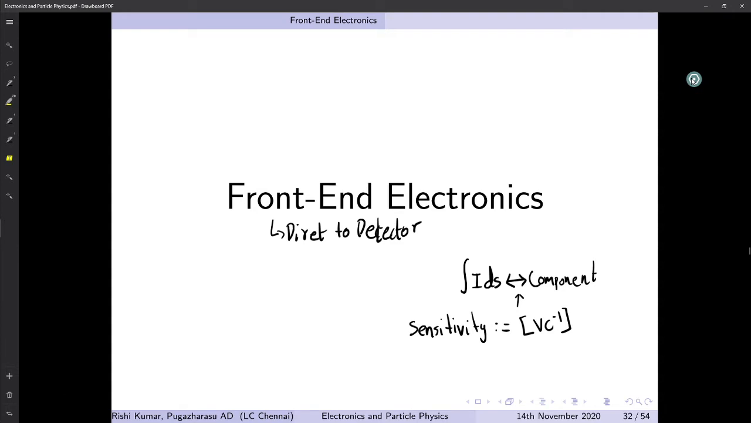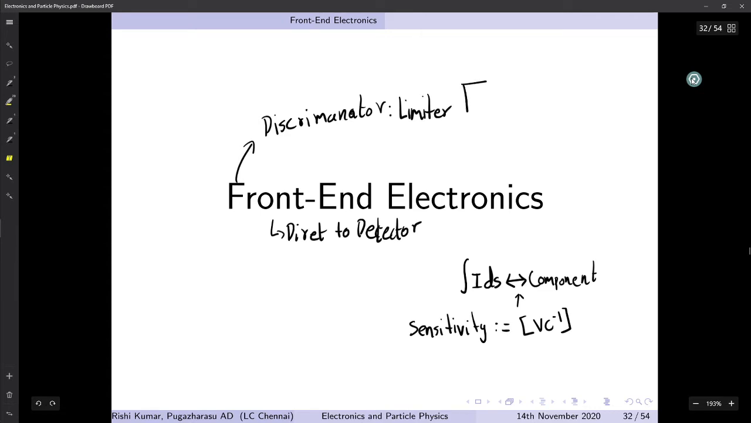And I mentioned that there's something called a discriminator. So it discriminates, but what does it discriminate? Well, to put it very simply, they basically compare a signal with a threshold, and they assert their digital output when the signal exceeds the threshold. You can colloquially call it a limiter. So you have a level above which it's chopping your signal up, signal down.